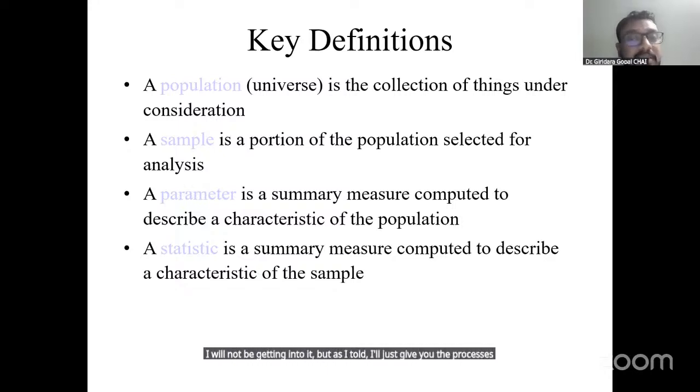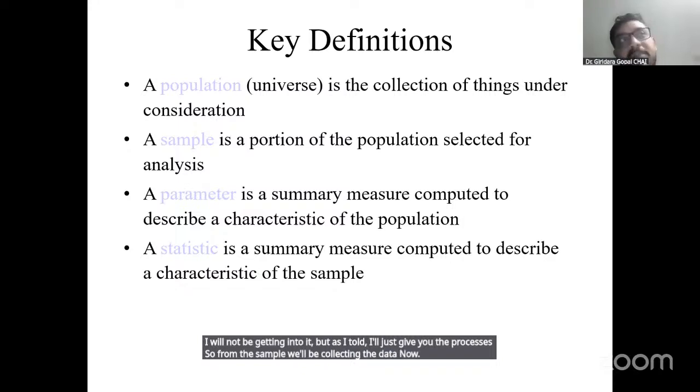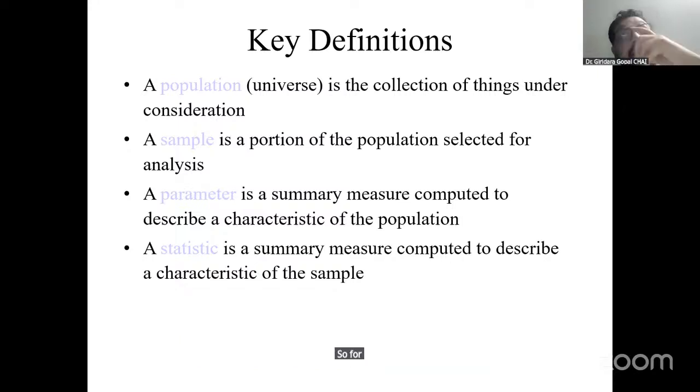So from the sample, we'll be collecting the data. Now, people might ask, Dr. Giri, parameters and statistics both sound the same, but they are not. They're both numbers though, but a parameter is something that you speak at a population level. So, for example, what is the average height of Indians? That is a statistic. But what is the average life expectancy of, let's say, all the Indians in the country?